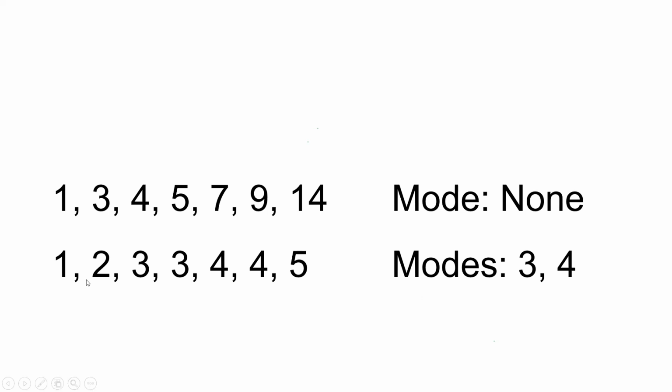But take a look here at 1, 2, 3, 3, 4, 4, 5. You have two modes, 3 and 4, because the highest frequency or appearance is 2, and that is shared by 3 and 4. That's why it's possible to have 2 modes, 3 modes, 4 modes, 5 modes, and many more. So it's possible to have none, one mode, two modes, 3, 4, 5, 6, 7 modes. It depends on your data set.